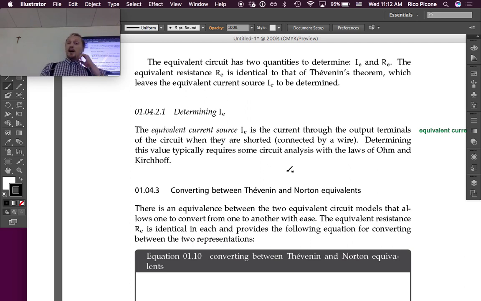And I would say that just as we encounter voltage sources more frequently than we encounter current sources, we typically are going to use Thevenin equivalents more than Norton equivalents, but you got to be able to do both.